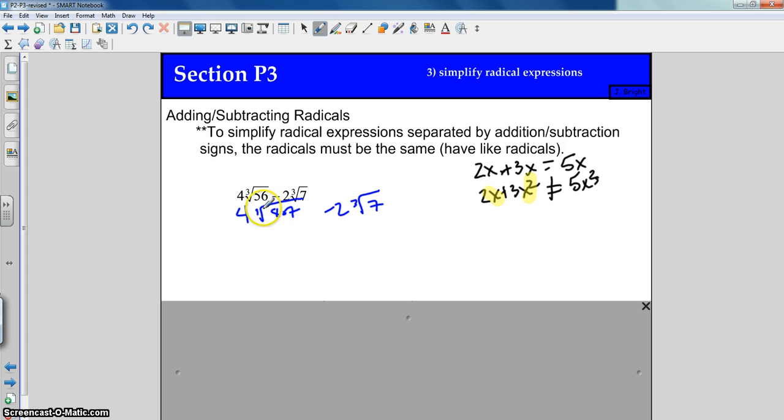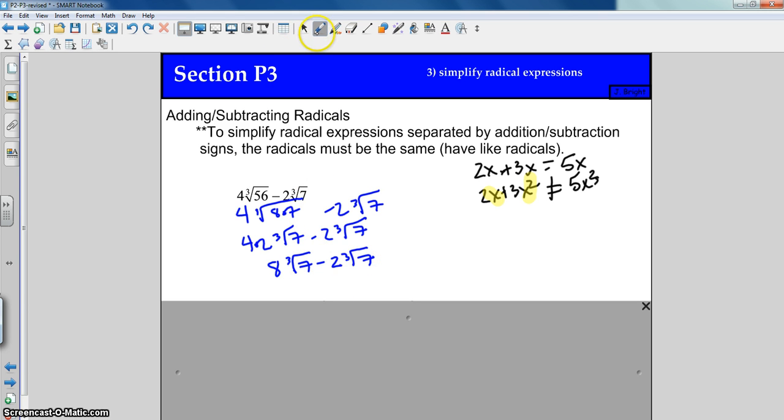This 8 is a perfect cube, meaning that is 2 cubed, so I can pull out a 2, and that comes out as multiplication. So this is 4 times 2 times the cube root of 7 minus 2 cube root of 7. So let me write it out. This is 8 cube root of 7 minus 2 cube root of 7.